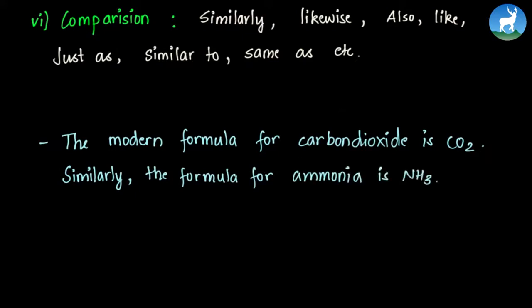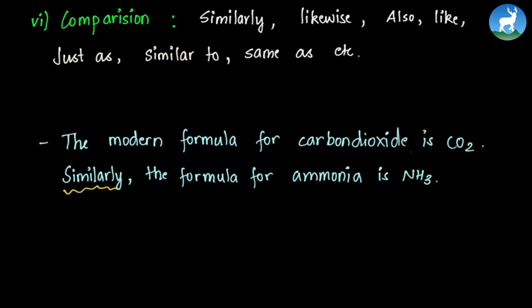The modern formula for carbon dioxide is CO2. Similarly, the formula for ammonia is NH3. So these sentences are showing the logical flow of ideas as they're showing relationship. So similarly, in this context, is used to show relationship between these two sentences.